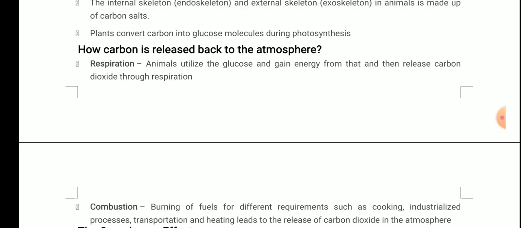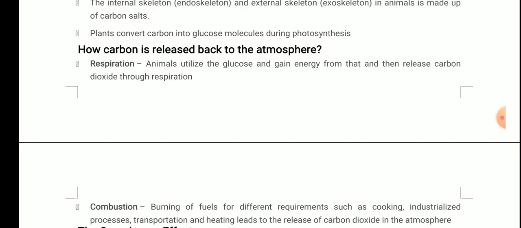Clear? Next is combustion. Burning of fuels for different requirements such as cooking, industrial processes, transportation and heating leads to the release of carbon dioxide in the atmosphere. What is combustion? Combustion is burning in the presence of oxygen. Whenever these fuels burn, they release a gas, that is carbon dioxide. Once the carbon dioxide is released, it goes back to the atmosphere. So these are the two processes by which carbon is released back to the atmosphere: respiration and combustion.